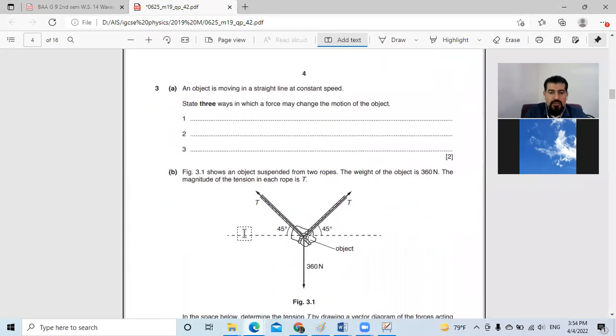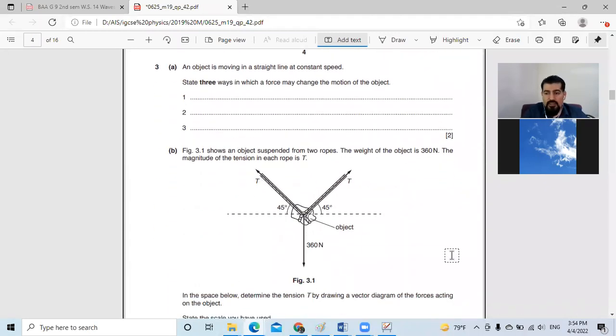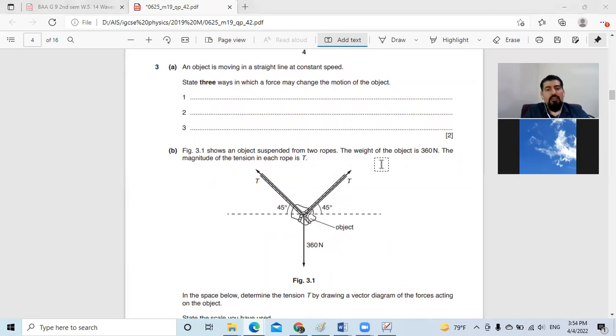Next question, question number 3. An object is moving in a straight line with constant speed or constant velocity. Okay, straight line with a constant speed, that means constant velocity. That means the speed is constant and the direction is constant. What do they ask? State 3 ways in which the force may change the motion of the object.